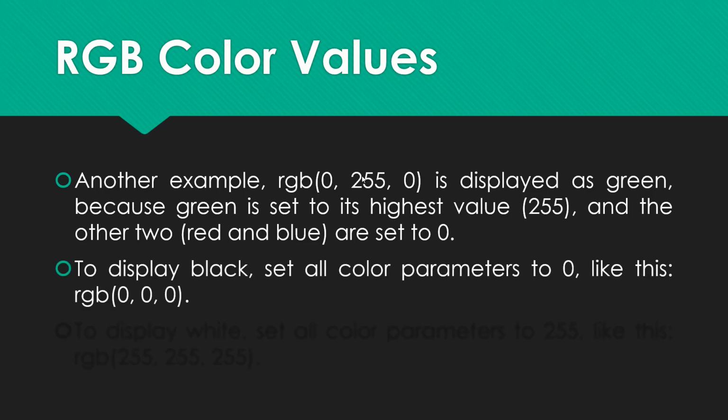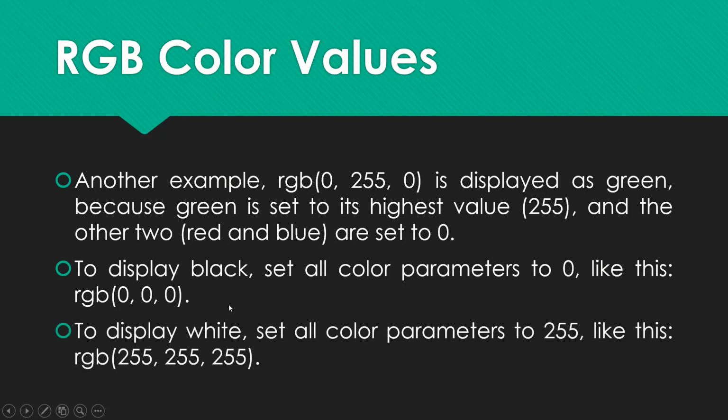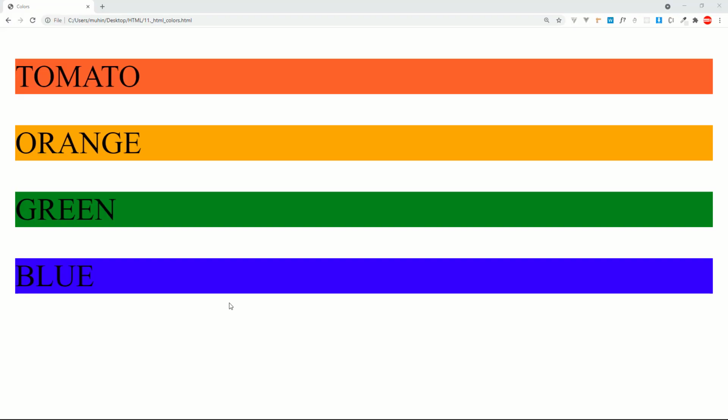To display black, set all the color parameters to 0. So if I make the red 0, green 0 and blue 0, I'll be able to get black. To display white, we set everything to its maximum, which is 255, 255, 255, and then we'll get the white color. With that said, let us go into practicals and see what we've been talking about.